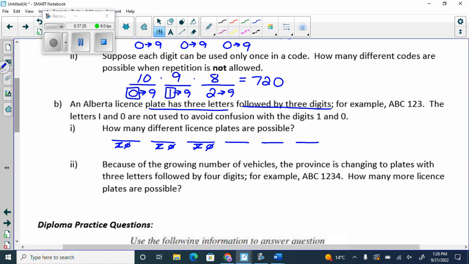So how many do I have for the first blank? 24. Does it say I can't repeat anywhere in here? No, so I assume I can, because the only time I can't repeat is if it has to say cannot repeat, unless it's a word. So 24, 24, 24. And then what do I have for these ones? 0 to 9. Yeah, so 10, 10, 10, 10. So it's going to be 13,824,000.